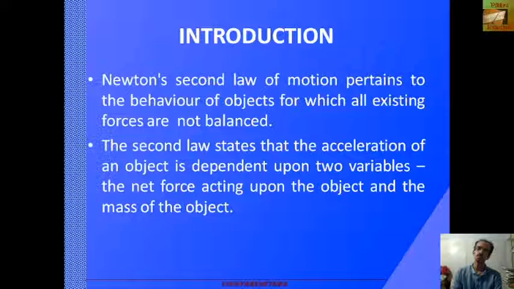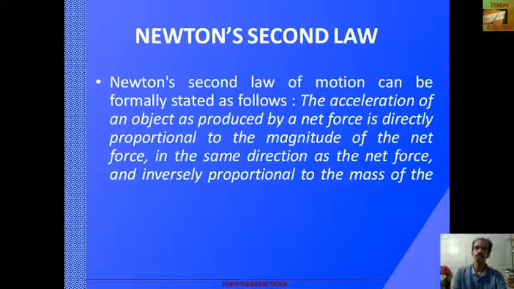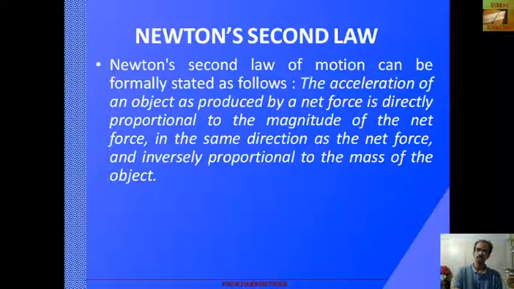Thus, the second law states that the acceleration of an object is dependent upon two variables, that is the net force acting upon the object and the mass of the object. Thus, we can further state Newton's second law as follows. The acceleration of an object as produced by a net force is directly proportional to the magnitude of the net force, in the same direction as the net force, and inversely proportional to the mass of the object.